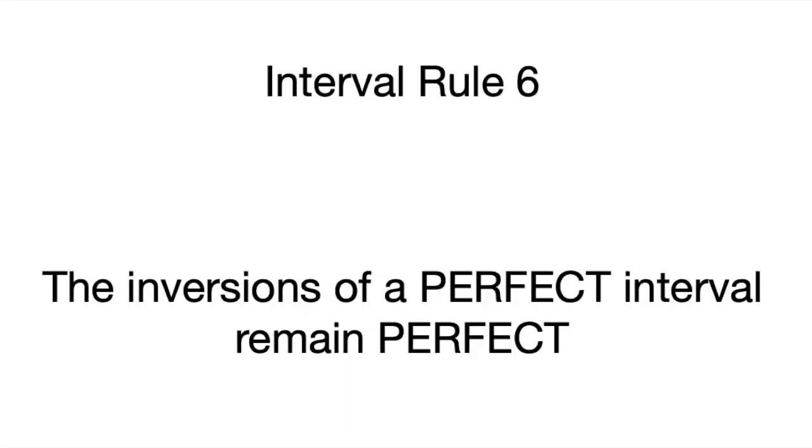So, rule number 6, the inversions of a perfect interval are also perfect. Perfect fourths, when inverted, become perfect fifths. Perfect fifths, when inverted, become perfect fourths. But if we cannot describe fourths and fifths as major or minor, how can we describe these intervals?